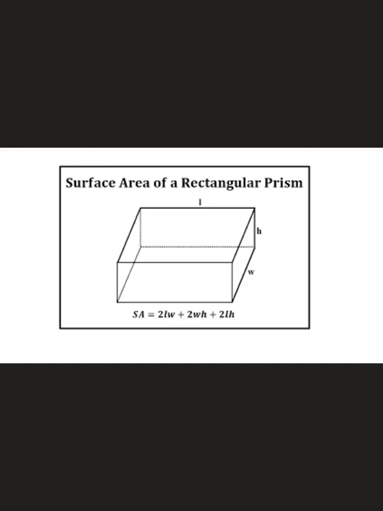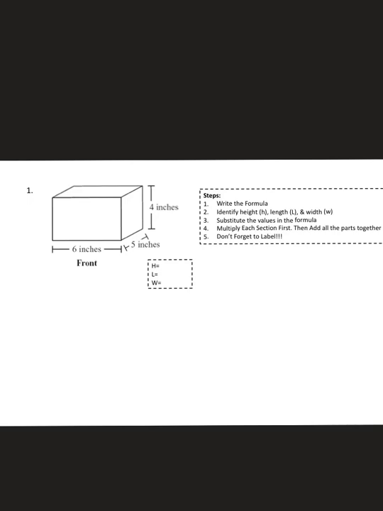Remember, here is our formula. Surface area equals 2 times the length times width, plus 2 times the width times the height, plus 2 times the length times the height. Remember, we have our width, our height, and our length. That is the formula you will need to know. The most important thing you need to have are the steps, so make sure you write them down as you watch this video. All you have to do to solve for the surface area is follow these 5 steps.